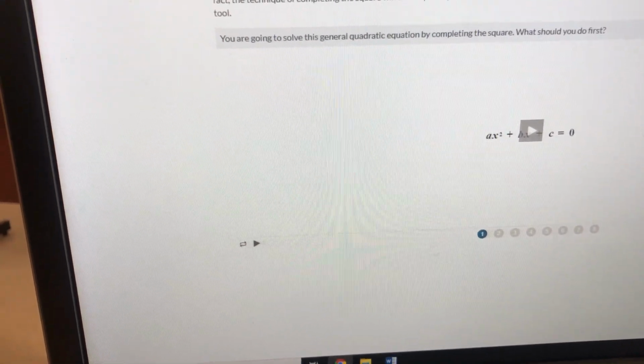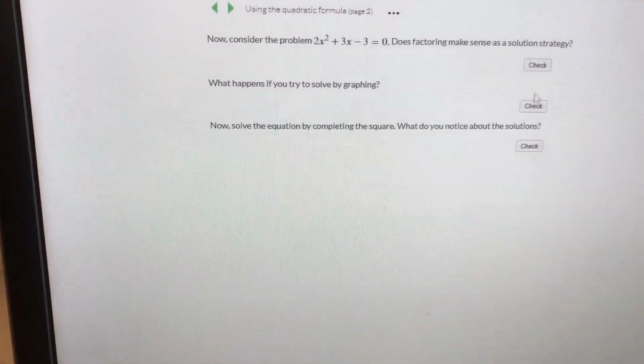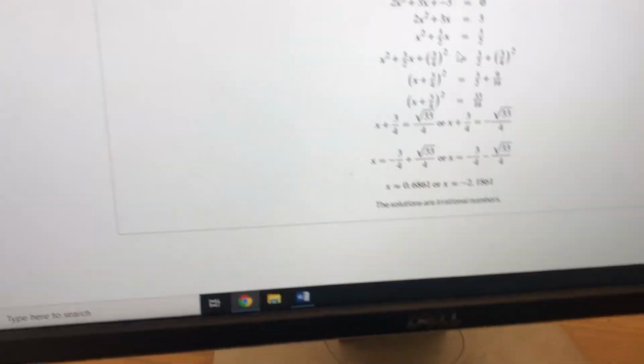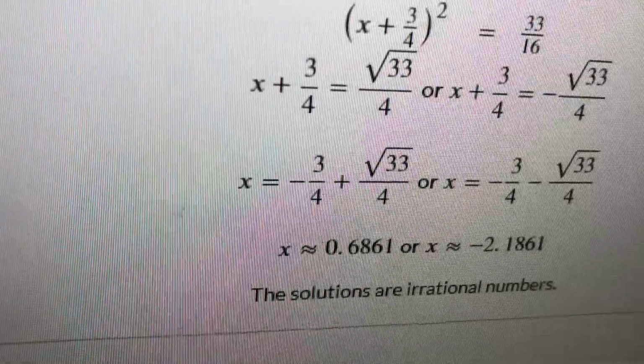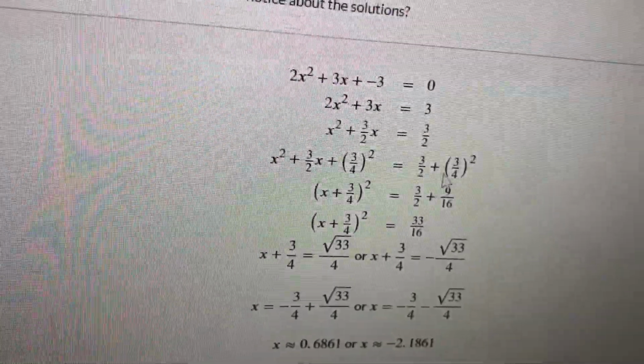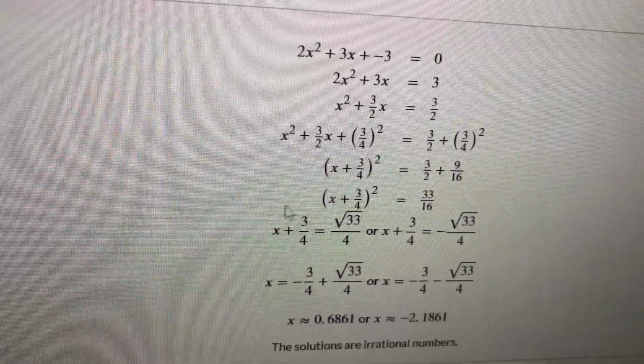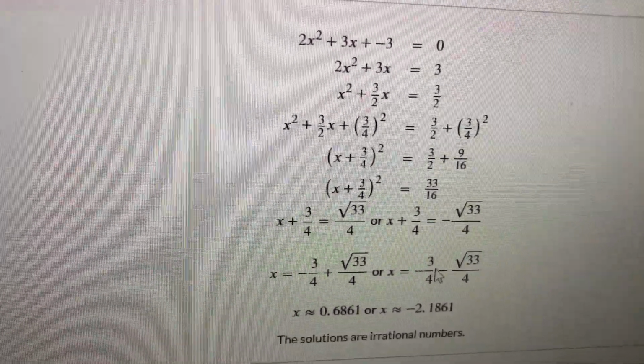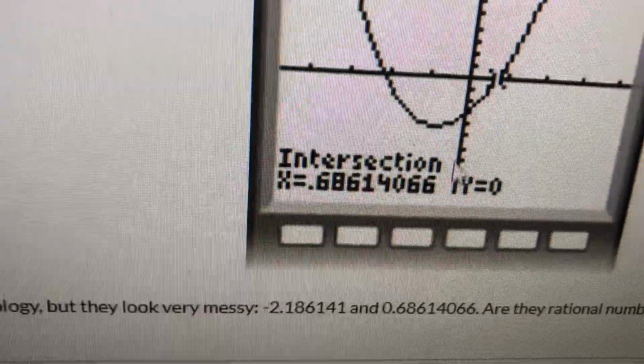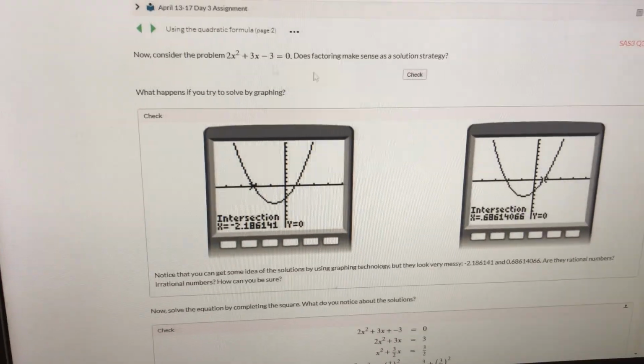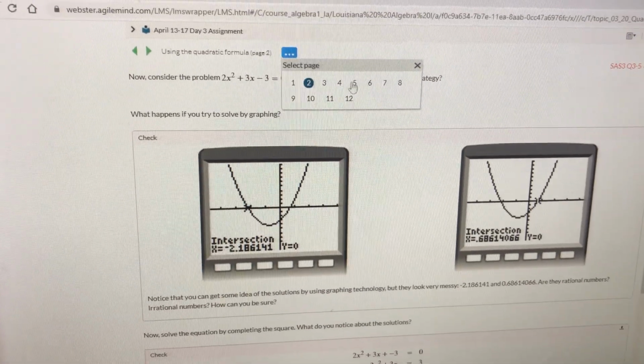Well, if I go back to the previous slide, where I believe they worked that out for us. When they worked it out, they got the same thing on the completing the square method, just without all this messiness here. And they also got the same thing on the graphing one.